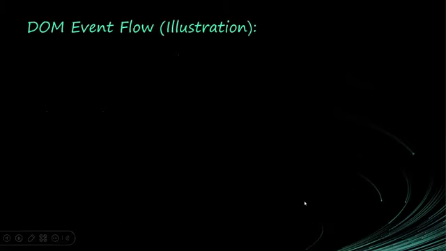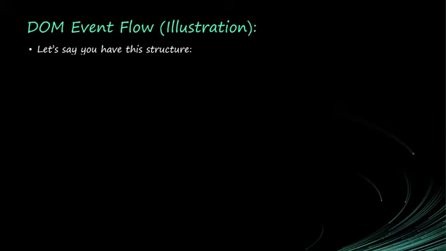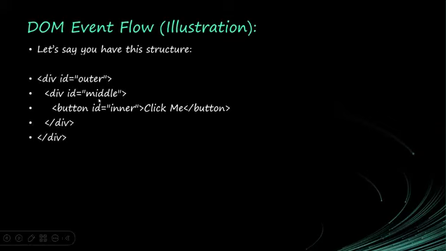Now let's explain a bit. This is how the event flows. We have this structure: this outer div, another div, and this button inside of this div. So this button is nested inside of this div. When you click on this button, the event will start propagating from the top down to the bottom, and from the bottom back to the top. Okay, so look at it.